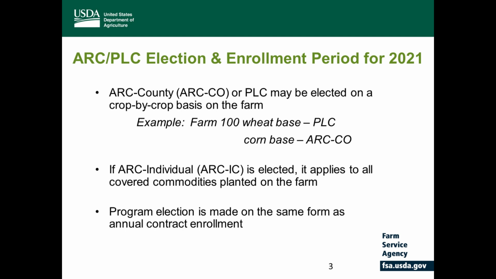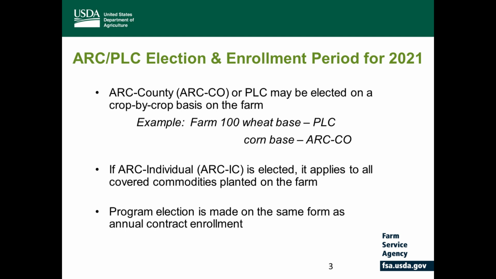So ARC County or PLC may be elected on a crop-by-crop basis on the farm. So if your farm has wheat base and corn base, you can elect PLC maybe on the wheat base and ARC County on the corn base. You can mix and match those two elections within the base acres on your farm.